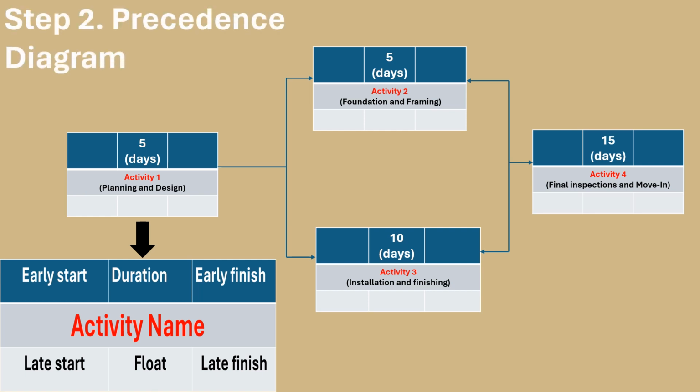Once you have a clear picture of your project tasks and their dependencies, it's time to create a visual representation. We call this the precedence diagram. It's like creating a roadmap that shows how different tasks connect and flow within your project.